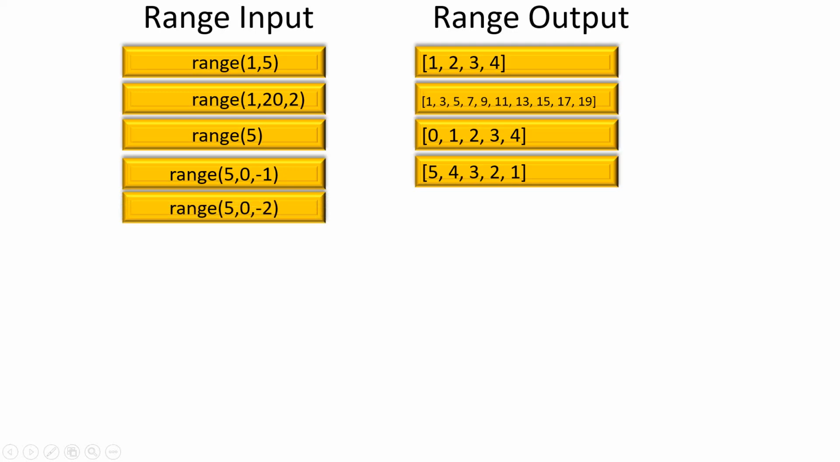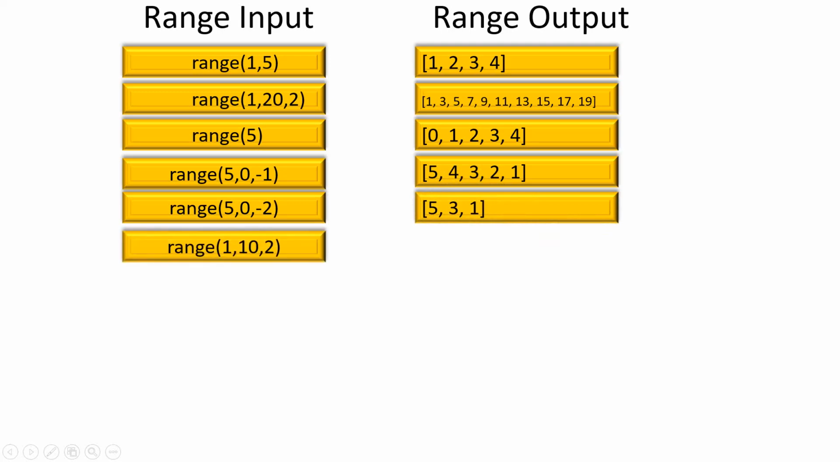Now I am giving 5, 0, minus 2. The beginning is 5, the end is 0, and the difference is minus 2. I am getting a list 5, 5 minus 2 is 3, 3 minus 2 is 1. It stops at 1 because the last number is 0. Here range of 1, 10, 2 will generate a sequence where the difference is 2, the beginning is 1 and the last is 9, end minus 1. 1, 3, 5, 7, 9 is my list.